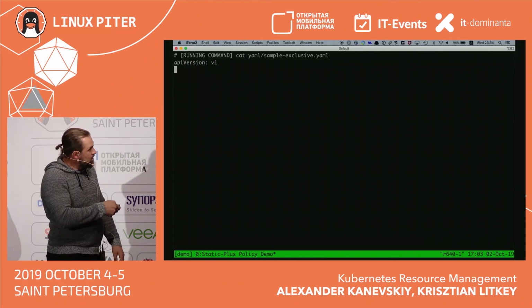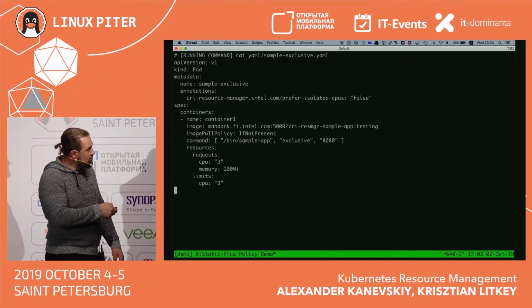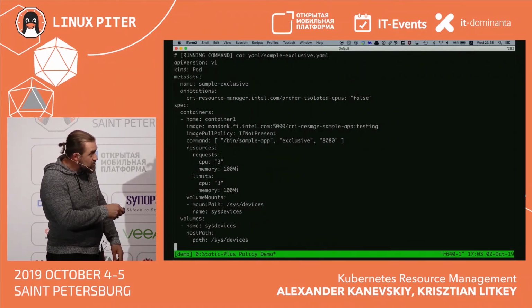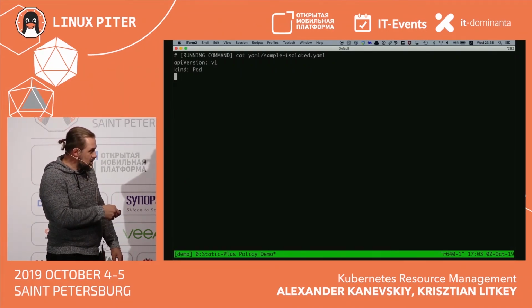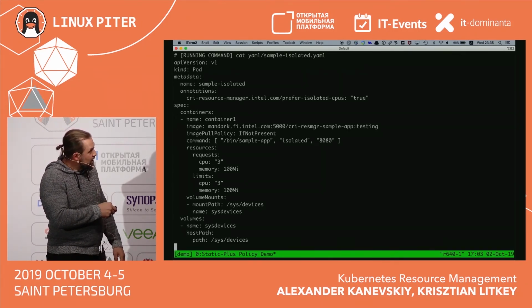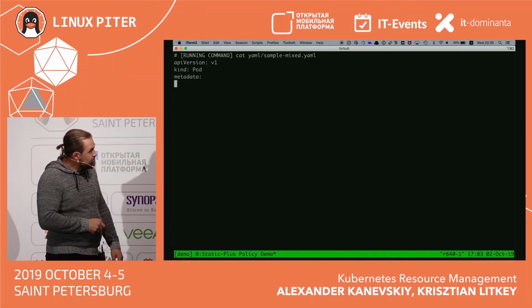So here you see that there is a 100 milli-CPU request, so not a full CPU. The exclusive one is asking for 3 CPUs. So basically, it wants exclusive usage. It's a guaranteed QoS container. This is the isolated. It's otherwise the same, but it opts in with an annotation for isolated CPU allocation.